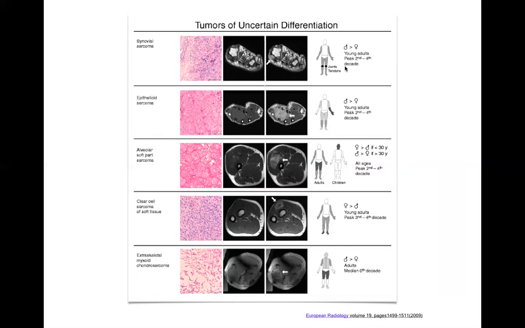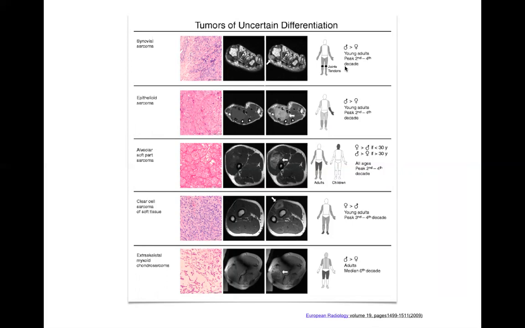Now, the important thing to remember from these tumors of uncertain differentiation is that they do not show one specific marker for a different lineage that we have seen for the smooth muscle, skeletal muscle, neural tumors. They do not show expression of those markers. Secondly, all these tumors of uncertain differentiation are common in the younger population. So these are all sarcomas.